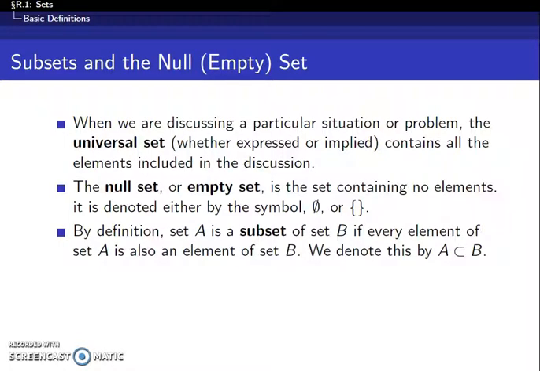By definition, set A is a subset of set B if every single element of set A is also an element of set B. We generally denote this by A, and then the subset symbol, B. So A is a subset of B. If every single element in A is also an element of my set B, then A is going to be a subset of B.